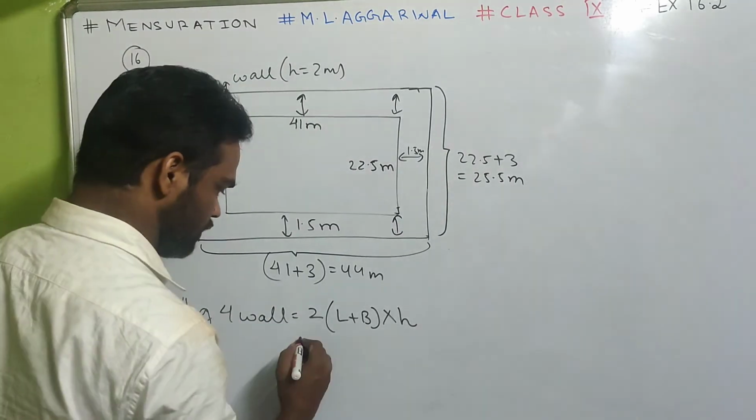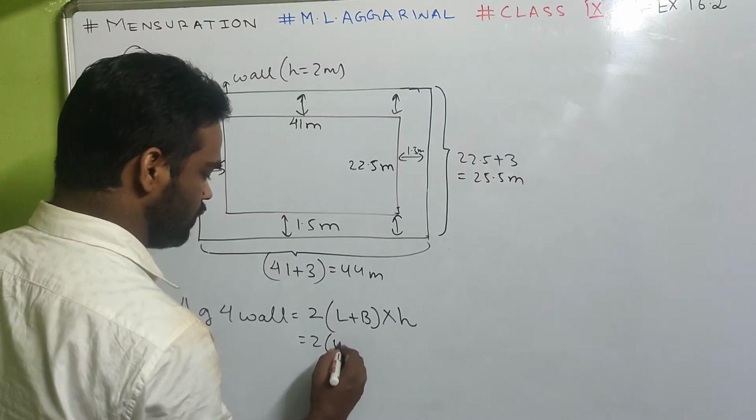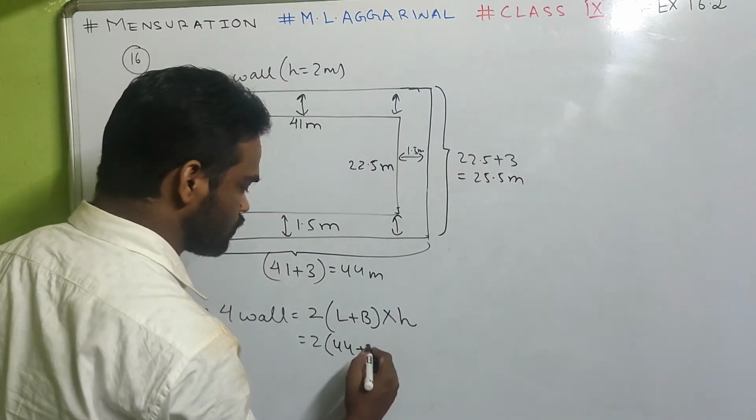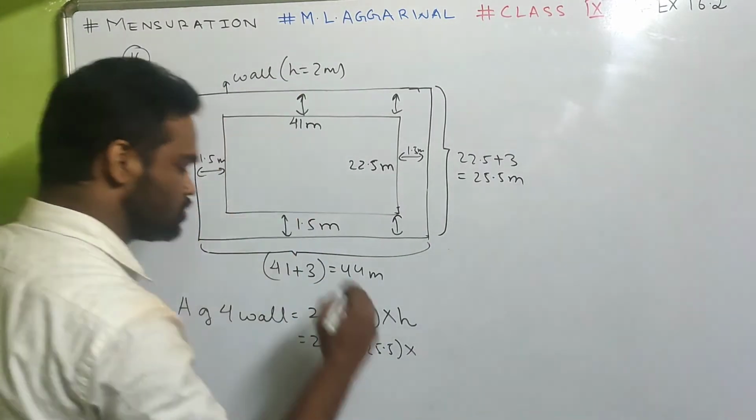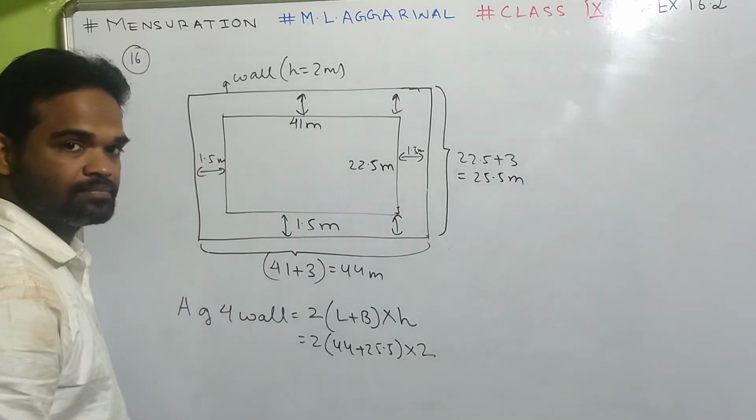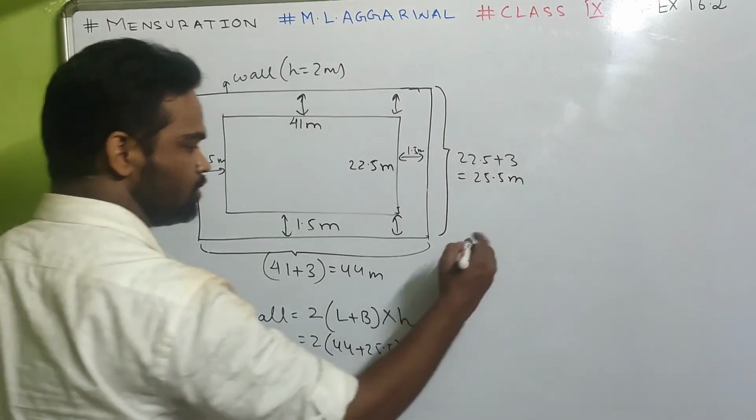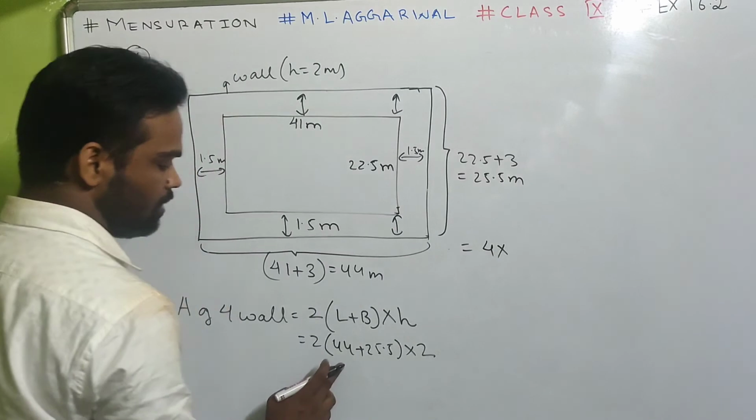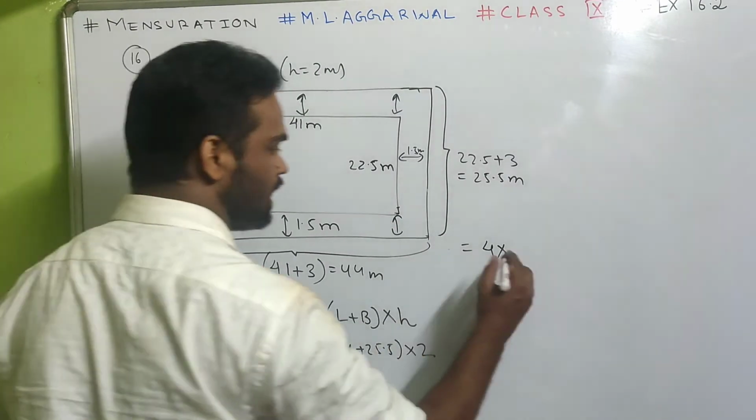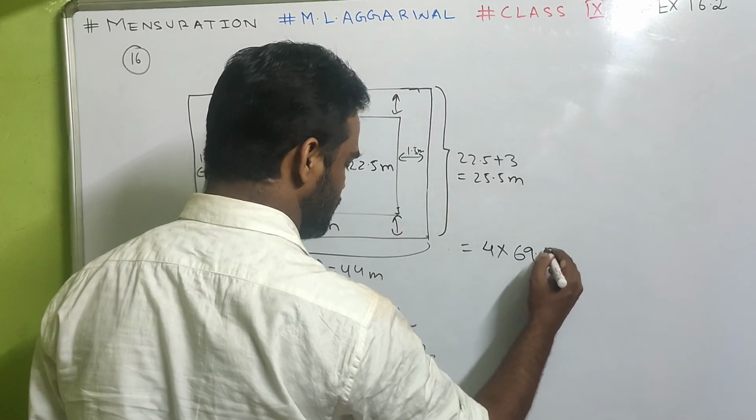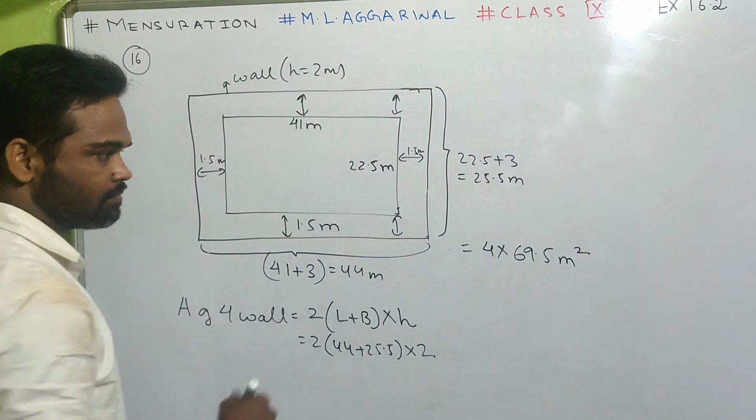Now look carefully. The length of the wall is 44. The breadth of course is 25.5 and the height of the wall is 2. Yes or no? Now just substitute the values. Let us see. 2 multiplied by 2 is 4, multiplied by (44 plus 25.5). That's 40, 50, 60, 69.5. Am I correct or not? This is meter square. This is the area of the 4 walls.